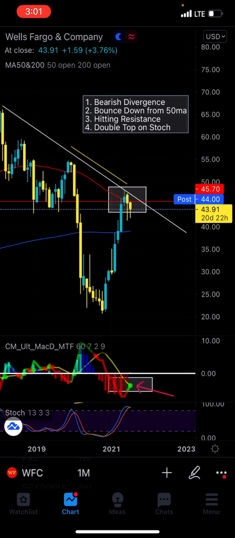I don't think it's going to be a full-on crash, but I definitely think it can be very, very similar. If not, we have a slow bleed from here because there's a lot of things that are just very, very concerning.